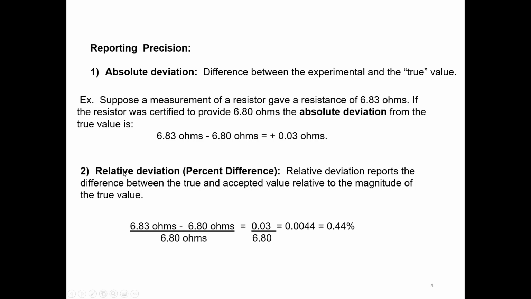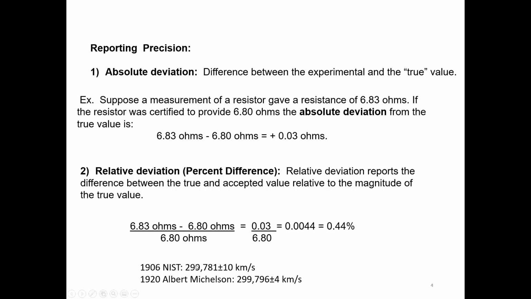If we want to look at the relative deviation, that's the percentage difference. So basically, we use the absolute deviation, 0.03 ohms, divided by the certified true value. So that will give us a 0.44% difference. So usually in most scientific measurements, the percentage deviation is more important because, for example, I'll show you a measurement here.